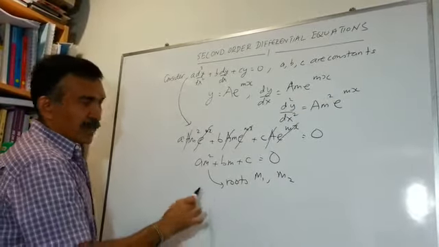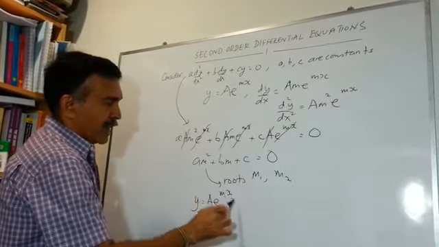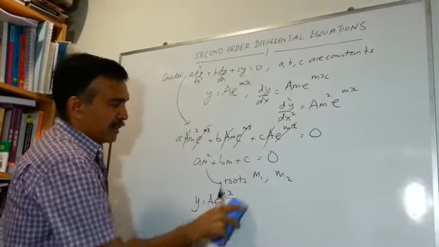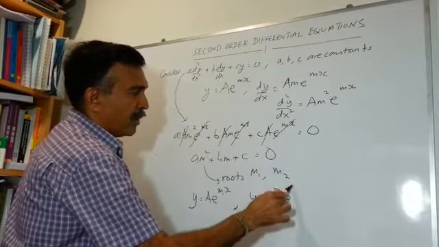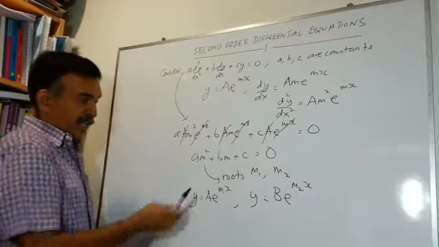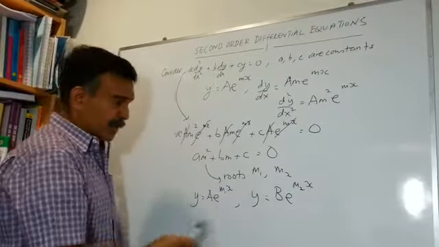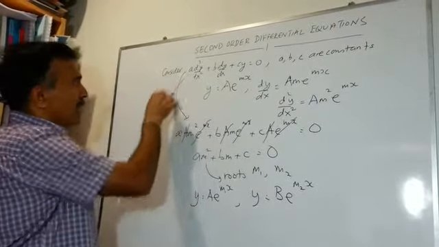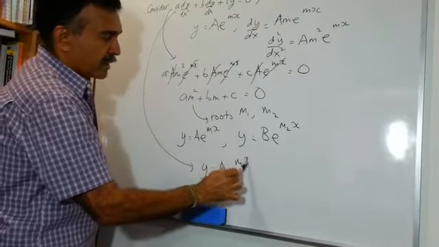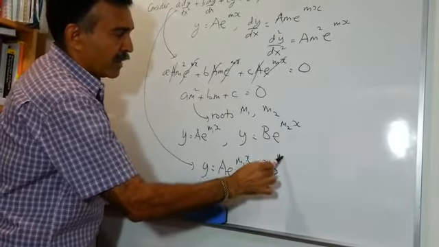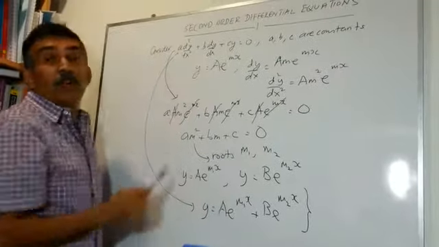So now we can write one of the solutions as y equals a e to the power of m1x. Maybe I should do it step by step. Let's call this one solution. The other one will be y equals b e to the power of m2x. But remember, if this is a solution and this is a solution, remember u and v, so u plus v is also a solution. So a solution of this differential equation will be y equals a e to the power of m1x plus b e to the power of m2x.